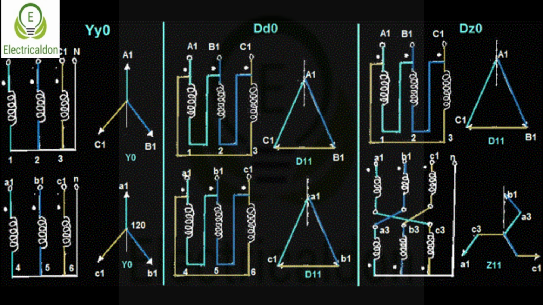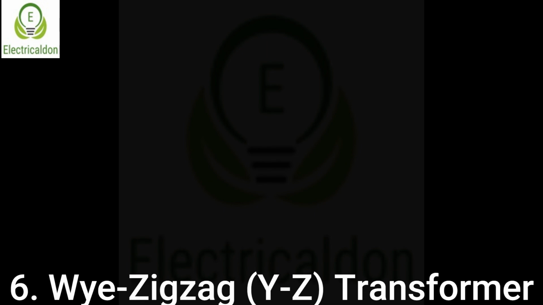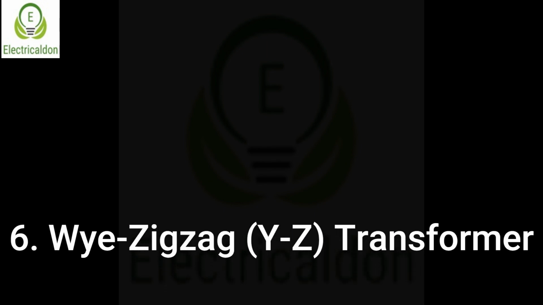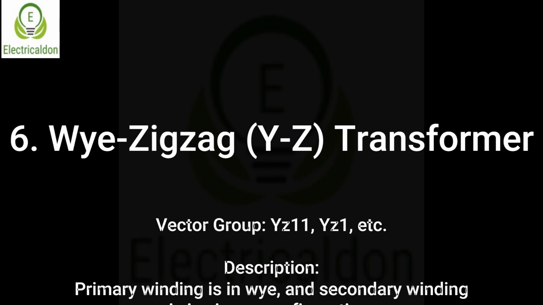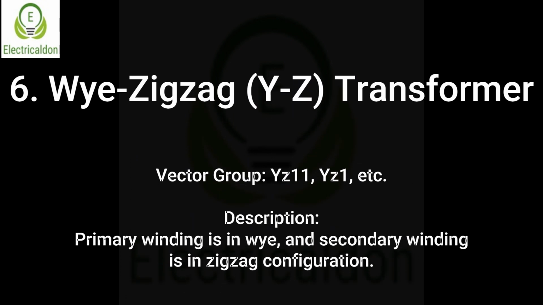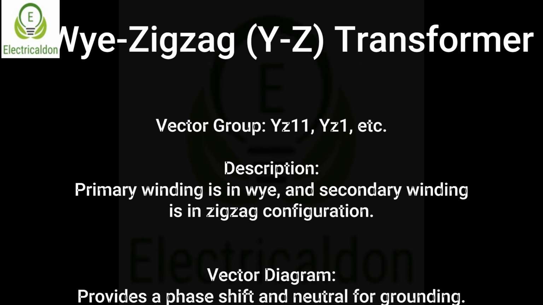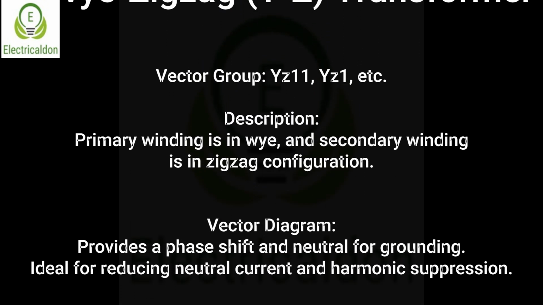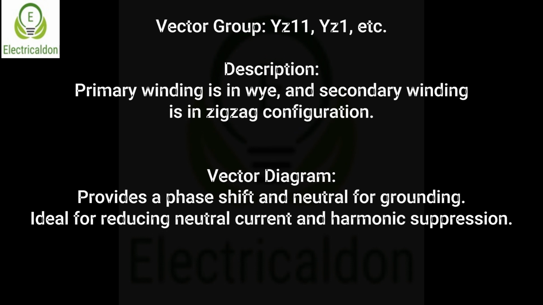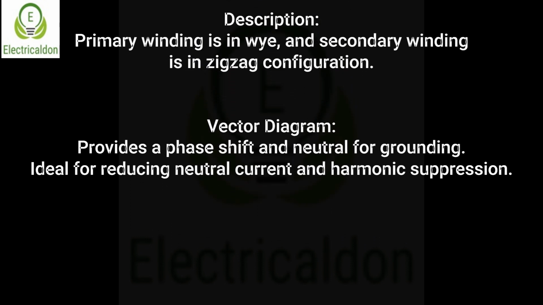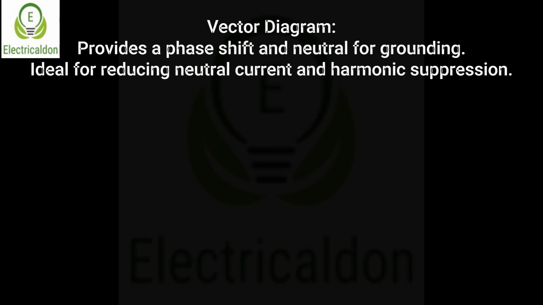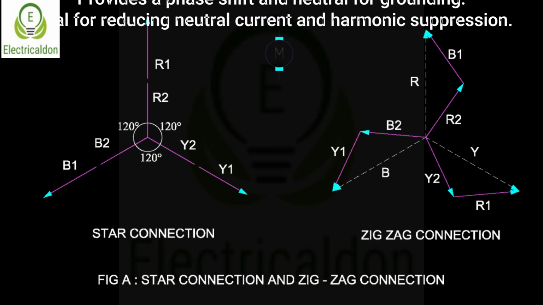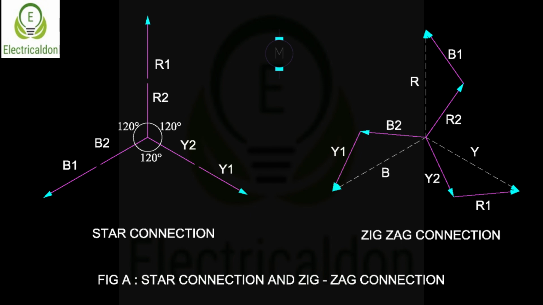Wye-Zigzag, or YZ, transformer. In the Y-zigzag transformer, the primary winding is in a Y configuration, while the secondary winding is in a zigzag configuration. This configuration provides a phase shift and a neutral for grounding purposes. It is ideal for reducing neutral current and for harmonic suppression.